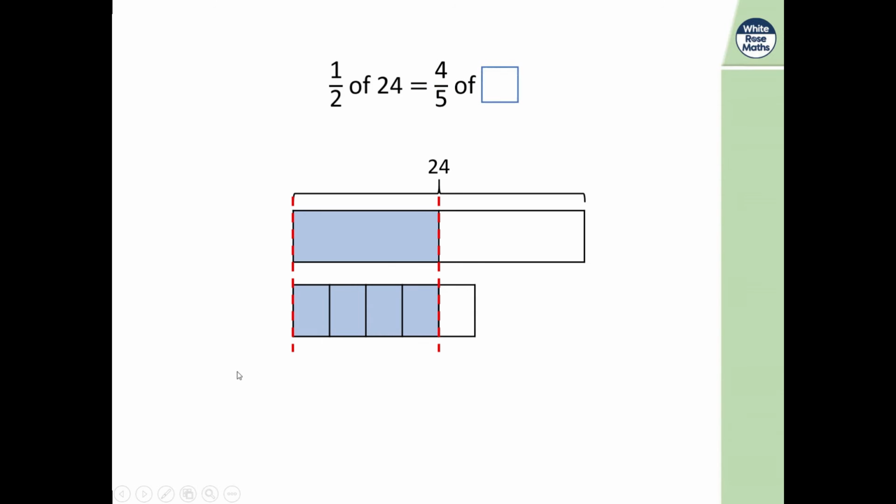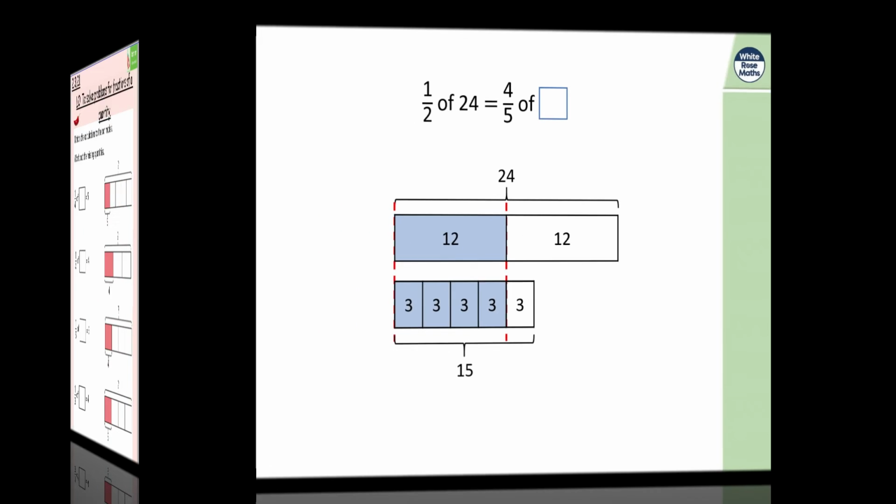Now, to find our missing quantity, we need to know the value of the whole of the second bar. We know that 1/2 of 24 is equal to 12. So 12 is equal to the 4 shaded sections of our second bar. So if 4/5 is equal to 12, then 1/5 is equal to 3. And if 1/5 is equal to 3, then 5/5 is equal to 3 multiplied by 5, which is 15. So our missing quantity is 15.